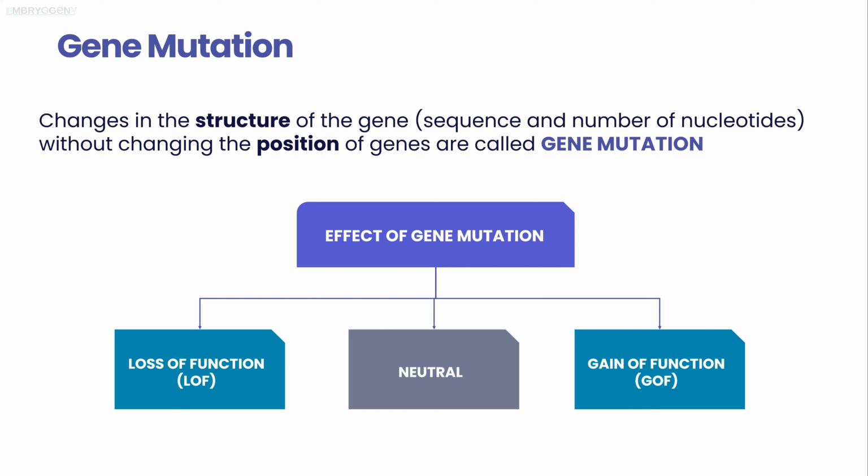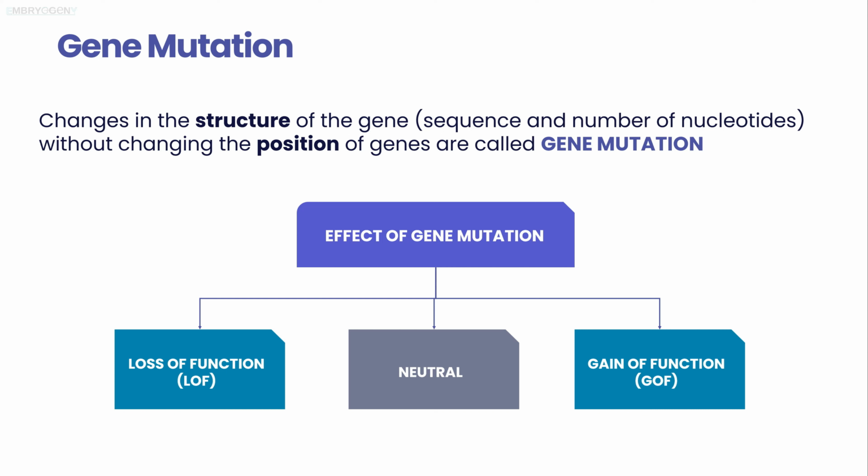Now coming to genetic mutations. Changes in the structure of the gene, by structure we mean the sequence of nucleotides and the number of nucleotides without changing the position of the gene, is called as a gene mutation. Mutations can be classified on the basis of the effect of the mutation. So you could either end up having a loss of function, or it could be a neutral mutation, or it could be a gain of function.